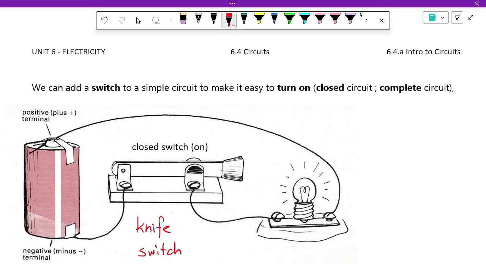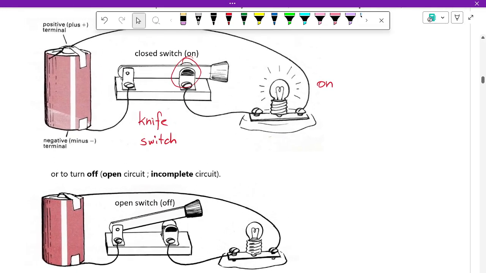So here we have that little piece of metal. It is closed. So this is on, so the light bulb shines. All right. Or we can turn it off, and this is what it would look like when it's off. You see, we've taken the little piece of metal out. All right, so this is off.